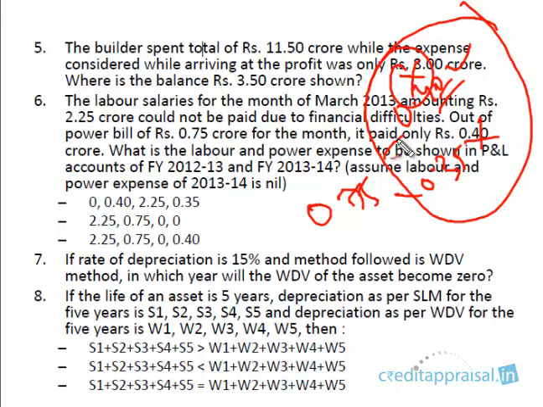What is the total power bill? 0.75 crores. When was this power consumed? It was consumed in March. When was the good produced? The goods were produced in March. Everything pertains to financial year 12-13.